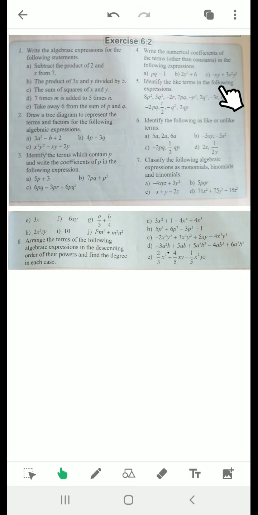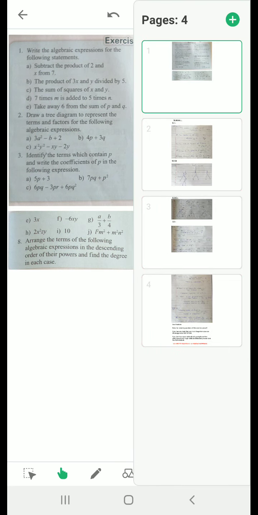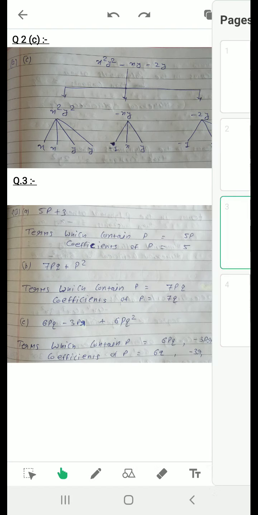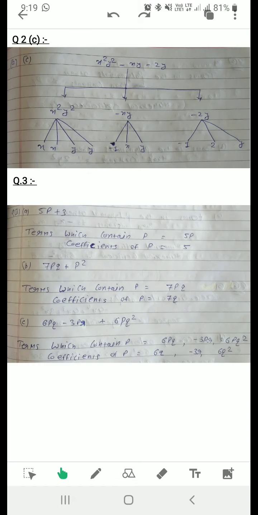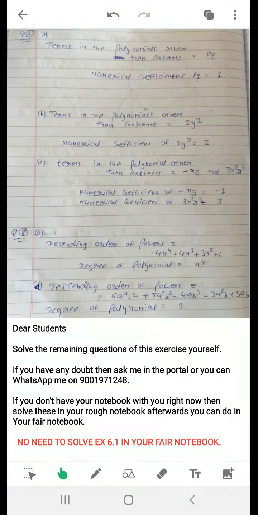So minus xy plus 3x square y square, both are variable terms. Okay. So now how to solve this question? Terms in the polynomial other than constant is PQ. So numerical coefficient of PQ, that means what is the number written with this term? There is no number written with this term. So if no number is written, then the numerical coefficient will be 1.